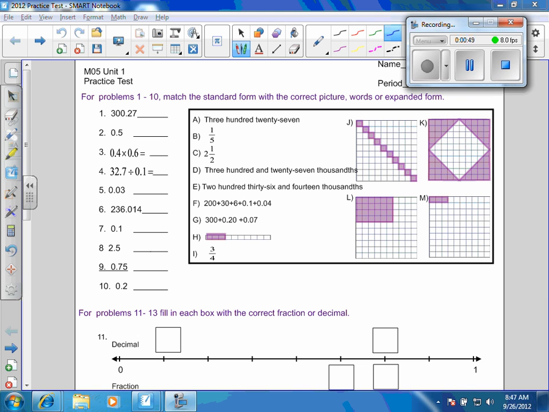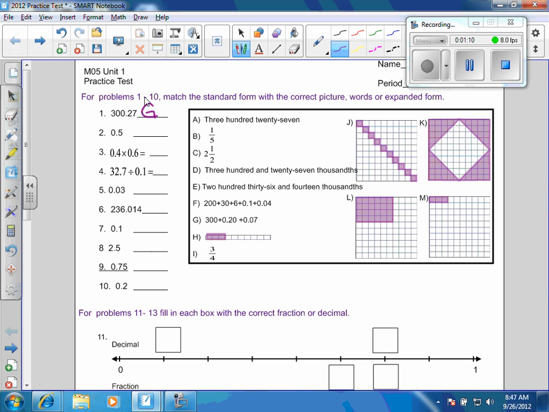Okay? So let's just go through. I'll call on you guys, and we'll talk about what the correct answers are and why you picked what you picked. Raise your hand if you can tell me what you got for number 1. Okay, Eric? You've got G. Let's take a look at G and see if that makes sense. I'm going to write that down so we can check it.